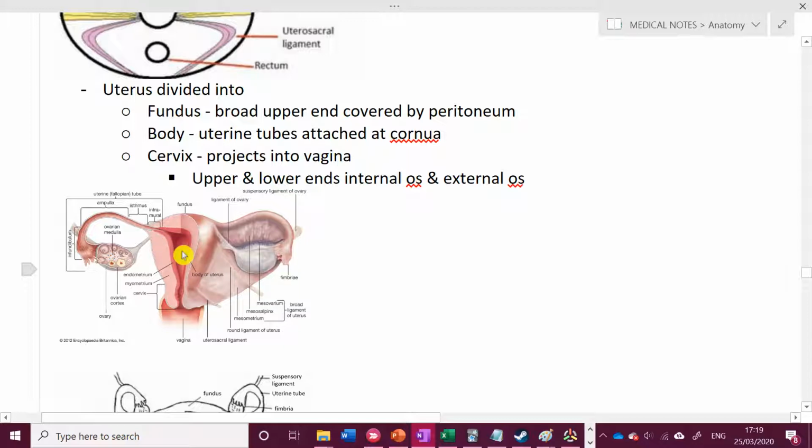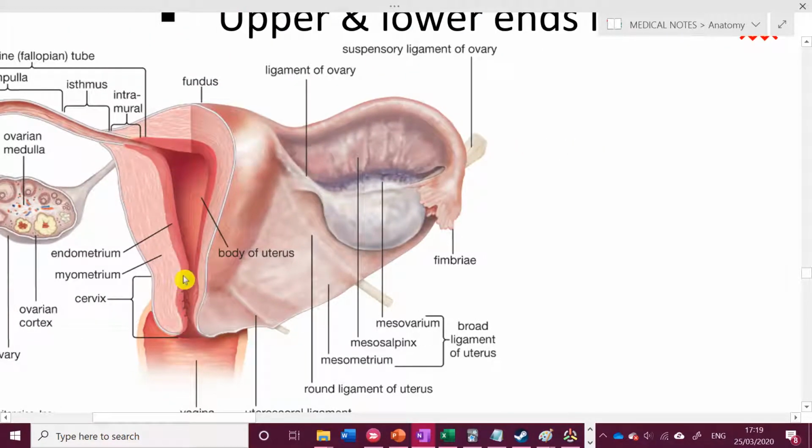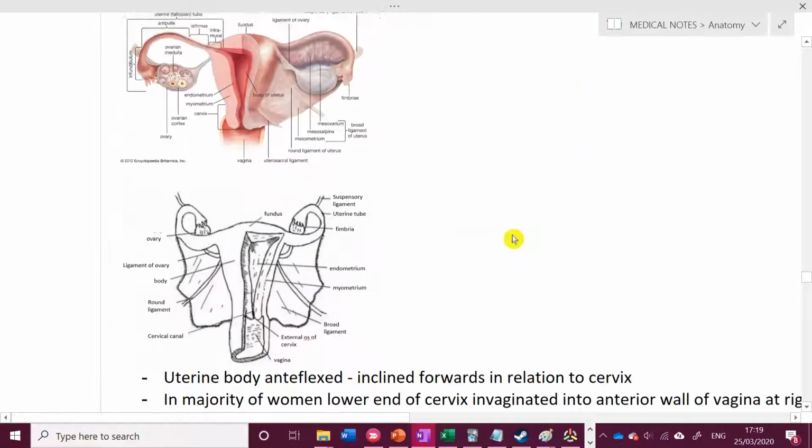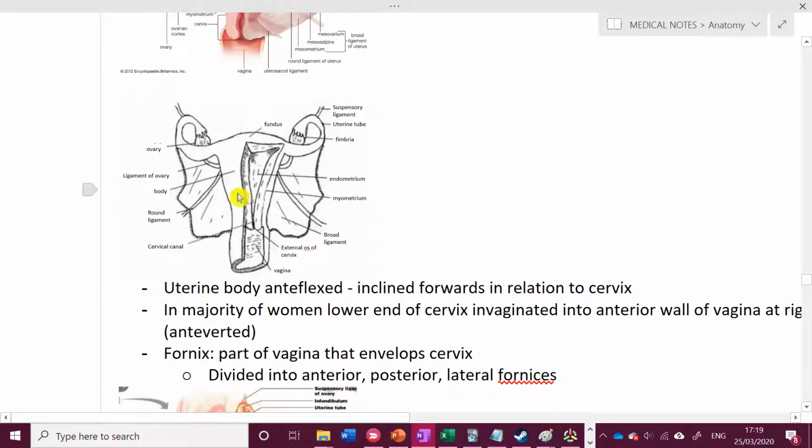We have the cervix, which is this opening here, which projects into the vagina, and upper and lower ends of the internal os and external os of the cervix. So internal os, external os of the cervix, and then into the vagina here. Now we have a good picture here as well. We can see there's endometrium lining the inside of the uterus, and myometrium as well, where the muscles are.